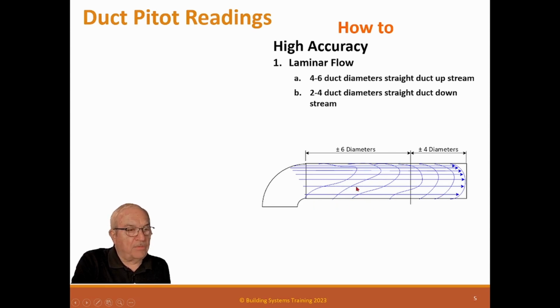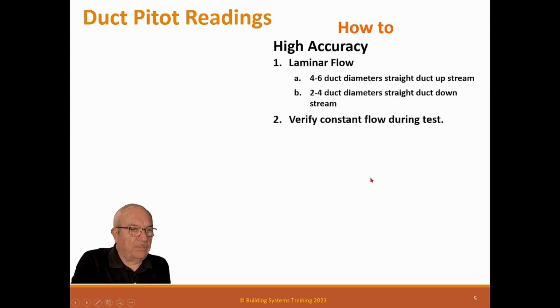Well, right downstream of a coil may not be too bad because that coil may act as a straightener for the air. But you would never want to be right next to a damper because that'll be high velocity jets and it will not be laminar flow. So that's important to lay out. Very constant flow during the test. So you want to verify you have a constant flow.